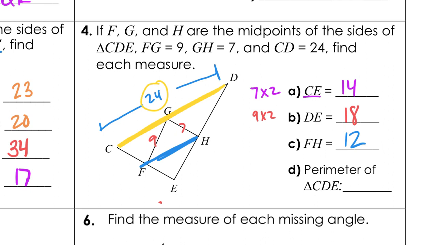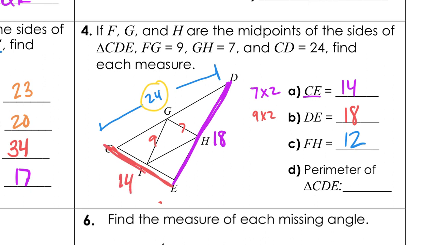And now they want the perimeter. So remember, perimeter means to add up all the outsides. So we want to make sure we have all the outsides, right? We know that one side is 24. We just need these other two sides. We do know that this side, DE, we found it already, right? We said it was 18. And we found CE already also. That was just 14. So they want the perimeter of CDE, which is this outer triangle here, CDE. So you would just have to add all those up. 24 plus 18 plus 14. And that would give us 56.